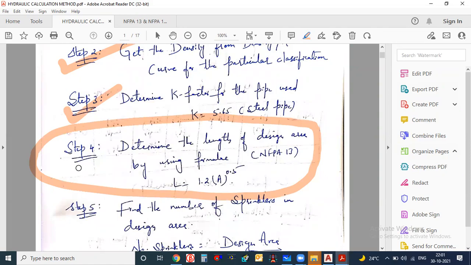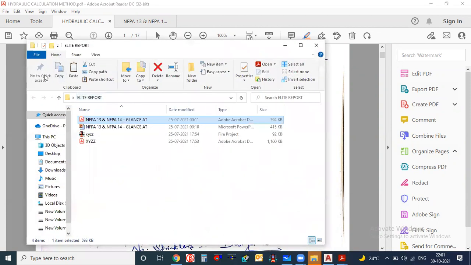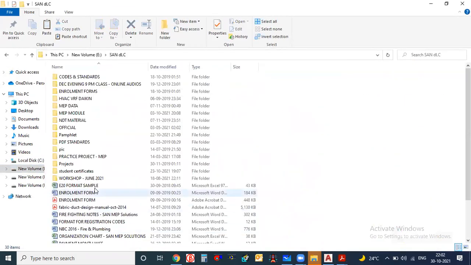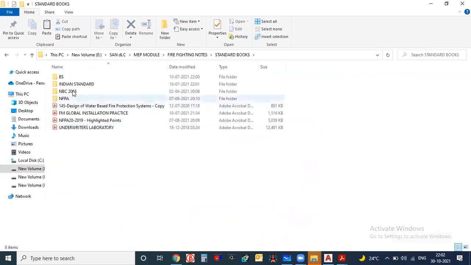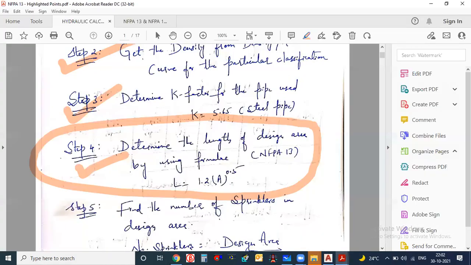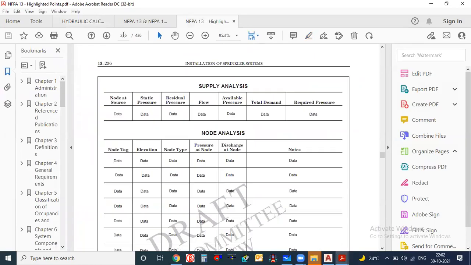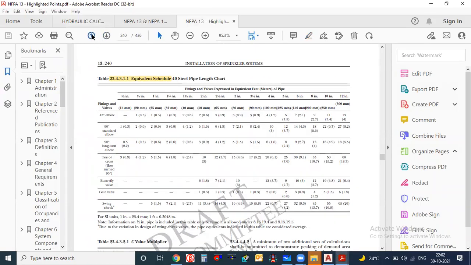Now this formula is only the density area method, what we were discussing in the last class. Let me open this file, the firefighting standard book NFPA. I think it is given here, some page number 230. You should remember the table and chapter number.